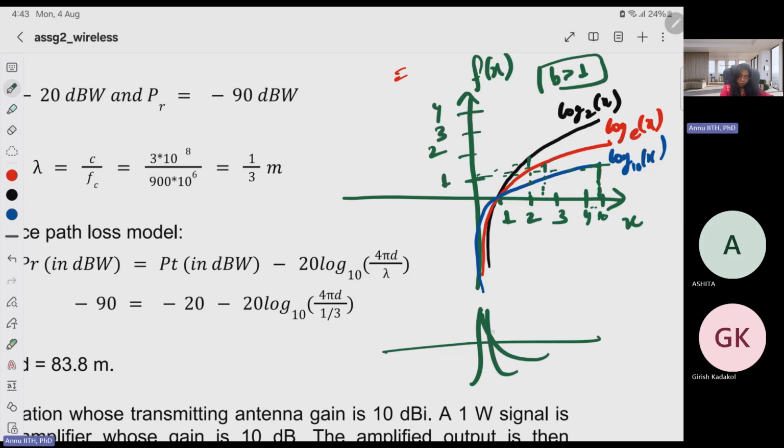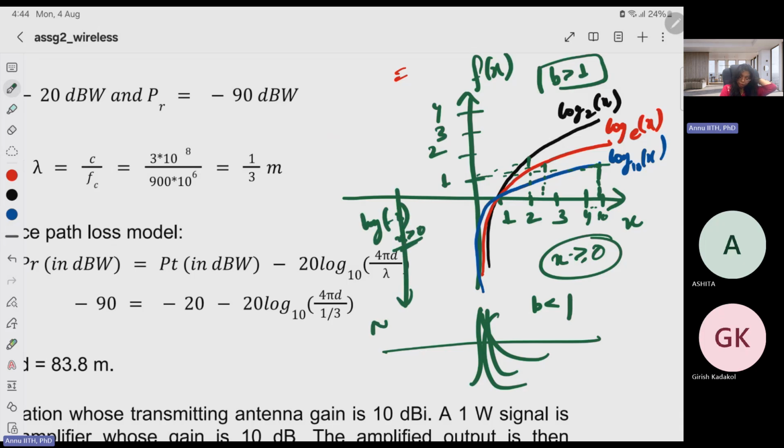It will be like this. Base is less than 1, so it is a decreasing function, and base greater than 1 is an increasing function. And the beauty is it is always defined only for x greater than 0. What if, have you heard of log of minus x? For x greater than 0, in that case it is not defined.